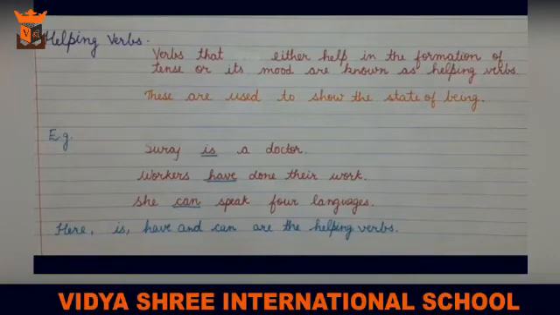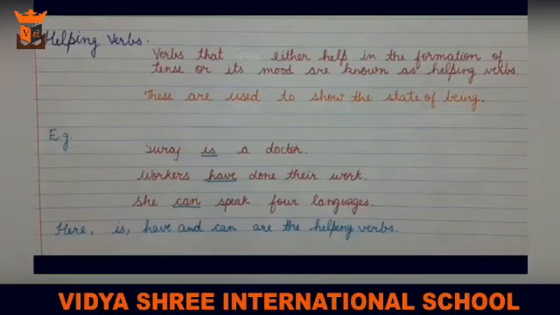Workers have done their work. Here have is a helping verb for the main verb that is done. She can speak 4 languages. Here can is used as a help for the main verb that is speak. So can is a helping verb. Clear?